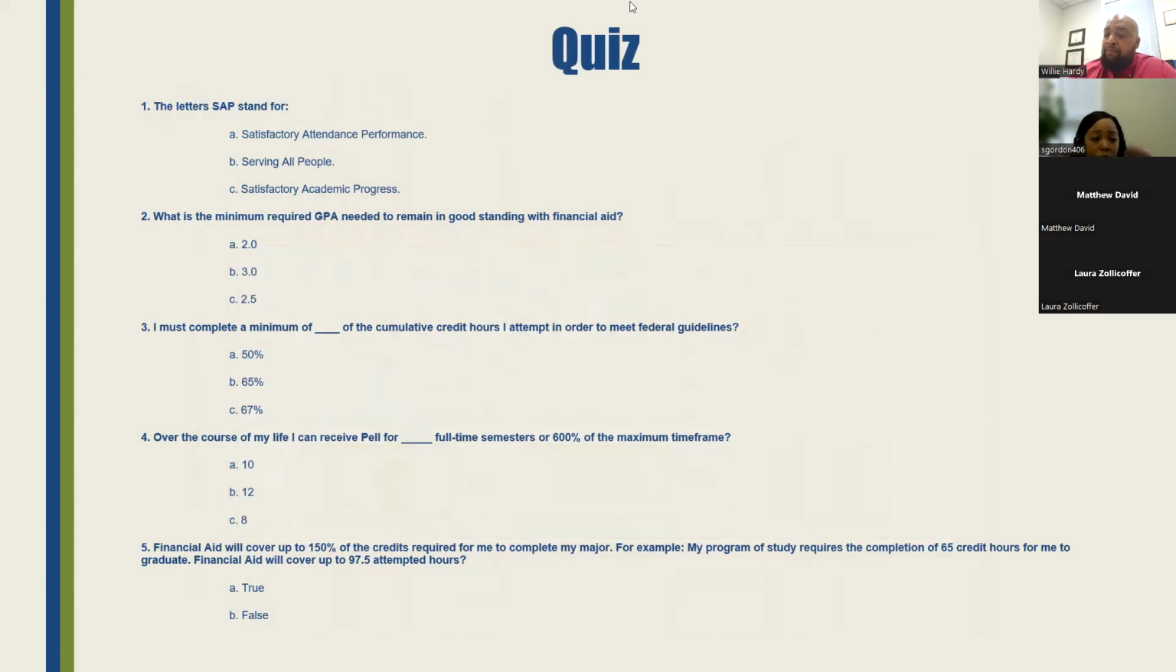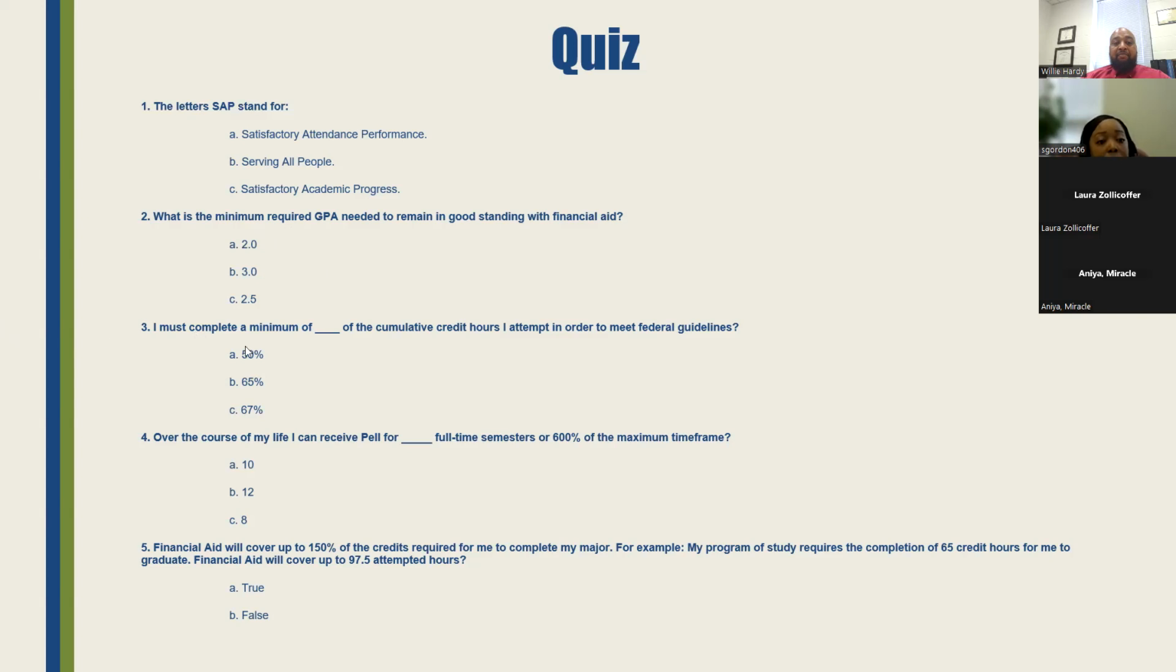Okay. All right, so the letters SAP stand for, the correct answer is C, satisfactory academic progress. So we are always looking at your progress, so that's an easy way to remember that. What is the minimum required GPA needed to remain in good standing with financial aid? A. Absolutely, that's the right one. You must have a 2.0 GPA in order to remain eligible to receive financial aid.